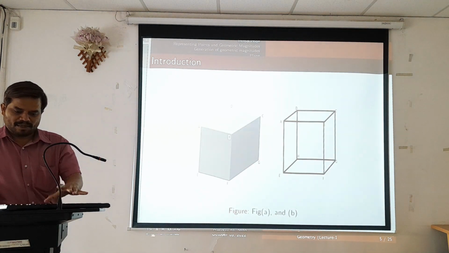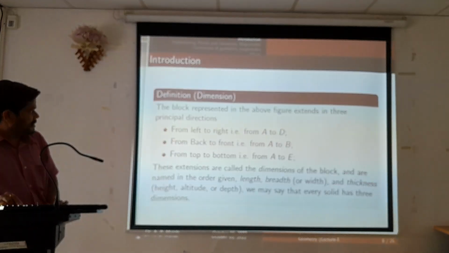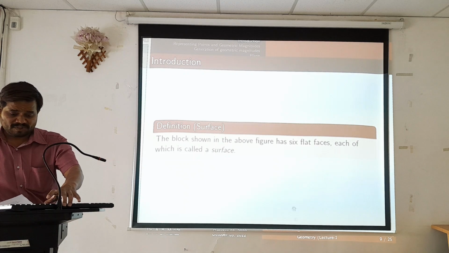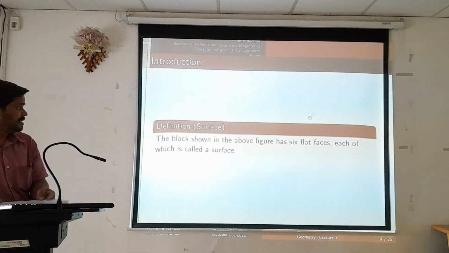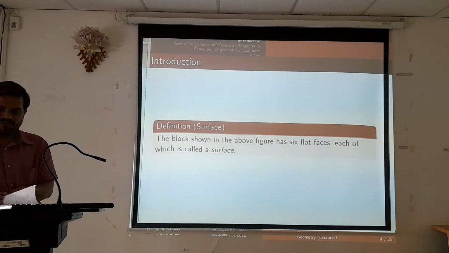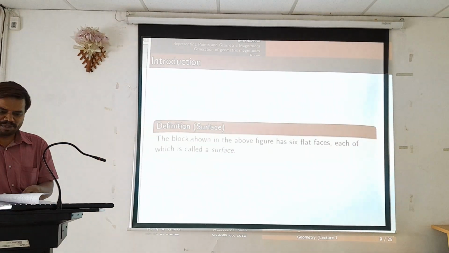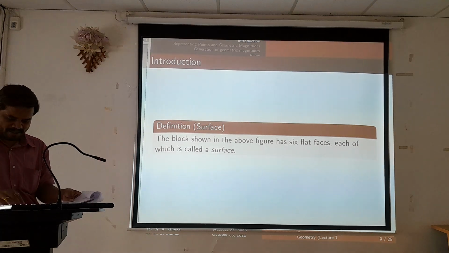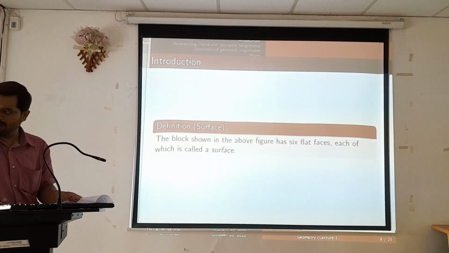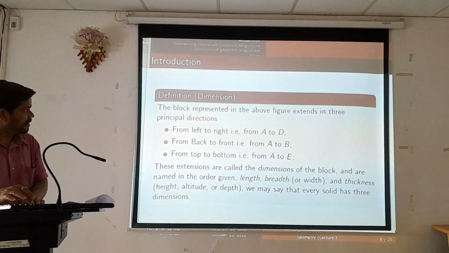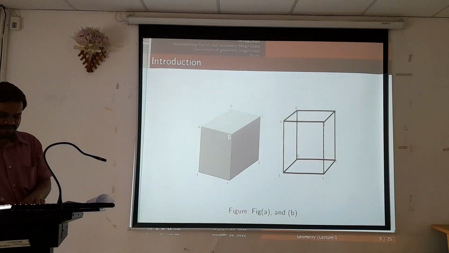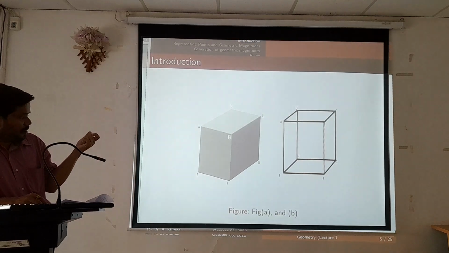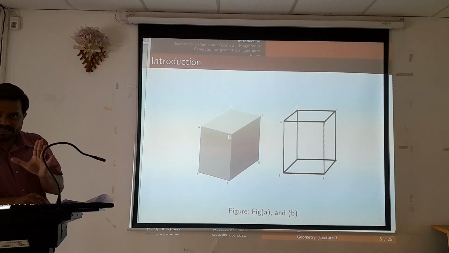Yes, now look at the next definition, and it is a surface. So what is meant by a surface? The block shown in the above figure, जो मी मगाशी तुम्हाला ब्लॉक दाखवला, त्या ब्लॉक मध्ये जर पाहिलं तर त्याला किती फेसेस आहेत, how many faces of this block. So look here at this one, how many faces are there. So in this block there are 6 faces.